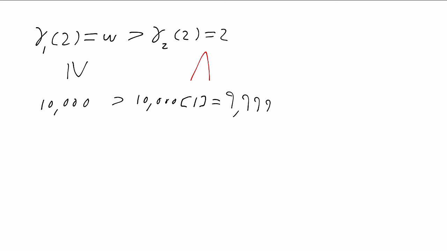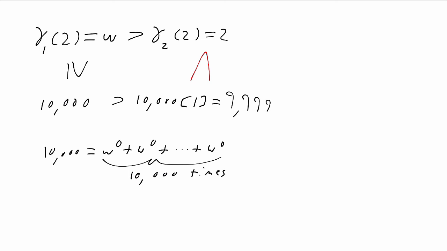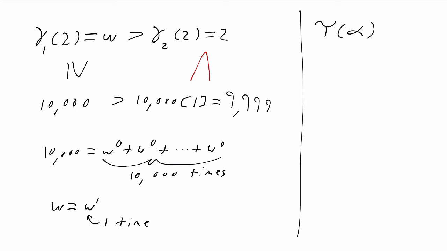The problem is that even though 10,000 is a small ordinal in the grand scheme of things, it's merely finite after all, and we know about infinite ordinals, even though 10,000 is small, 10,000 is complicated. It's a sum of 10,000 terms, omega to the 0 plus omega to the 0, 10,000 times. And omega, even though it's bigger than 10,000, is pretty simple. It's just one term.